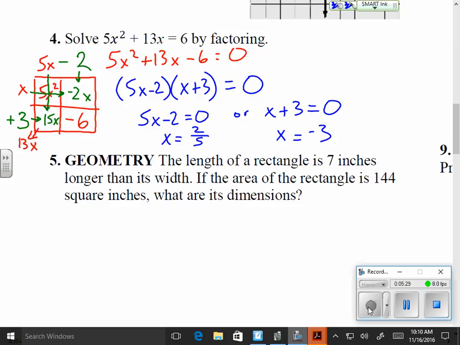So when it factors into 5x minus 2 and x plus 3, and that still equals 0, the zero product property says I can break this up into saying 5x minus 2 equals 0 or x plus 3 equals 0 and solve those separately for the two solutions. So add 2, divide by 5, you get 2/5. Simply subtract 3 from both sides and you get negative 3. So my solutions are 2/5 and negative 3.